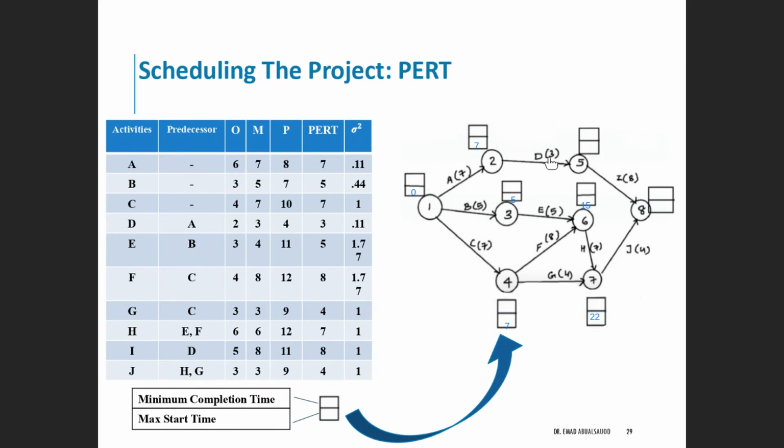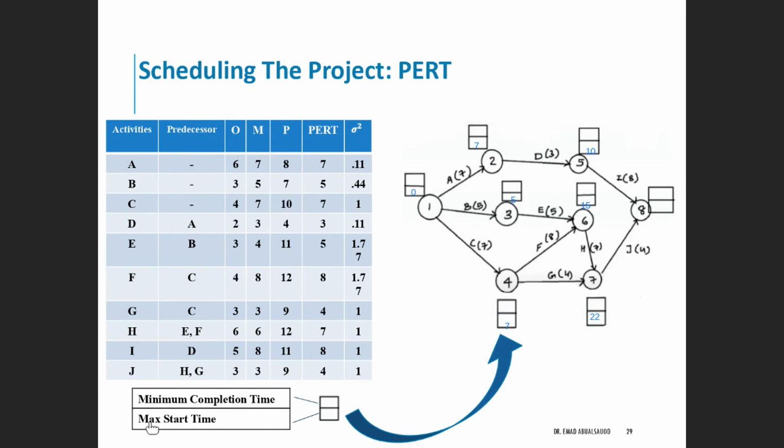Here let's do that. 3 plus 7 is 10. So we place 3 plus 7 is 10. So we place 10 here. Now let's continue to the last node. The last node also has two activities, either I, which is 8 plus 10 is 18, or 4 plus 22 is 26. Which one we will take, the J or the I?